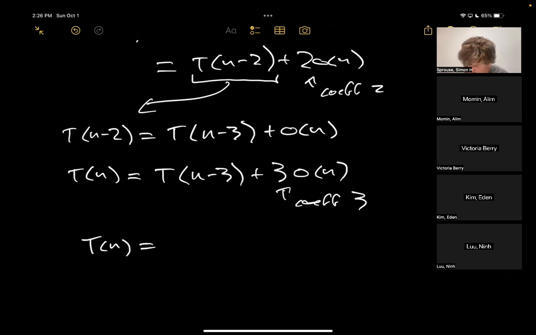So the general formula that we have here is T of, and I'm going to use K, that just happens to be the convention for this type of proof. So T of n minus K plus K times O to the n.